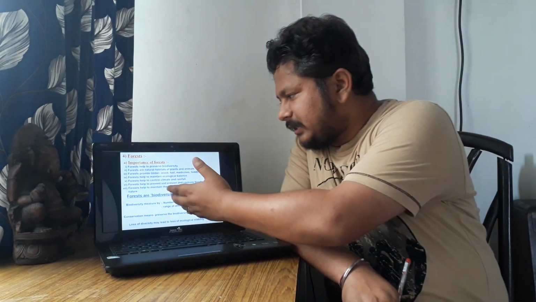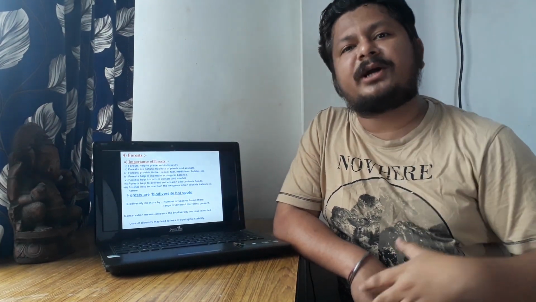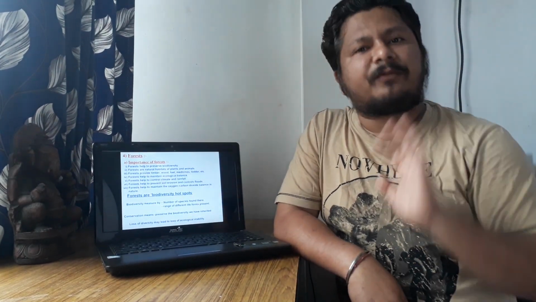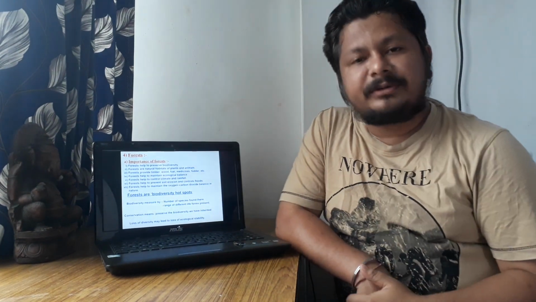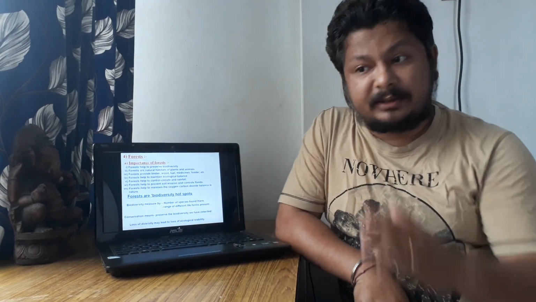So if forests are not there, the rainfall will be disturbed, the rainfall pattern will be disturbed. If you cut down forests at a very fast rate, you will see that the rainfall is disturbed. We will not get proper rain. Proper rain is again very important to maintain the water balance on earth.